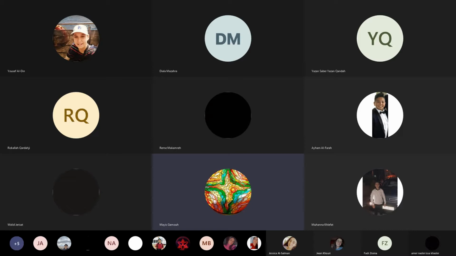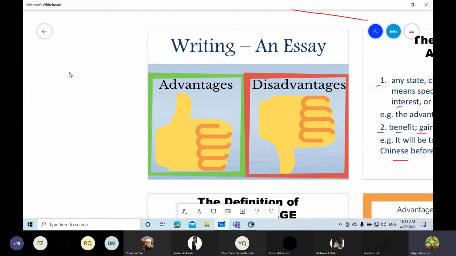Today we are going to proceed with our explanation regarding writing an essay about advantages and disadvantages. So let me now share the presentation with you in order to proceed. But before proceeding, we are going to have a quick revision regarding what we took yesterday. I believe you have the screen in front of you right now, and it is regarding writing an essay about advantages and disadvantages.